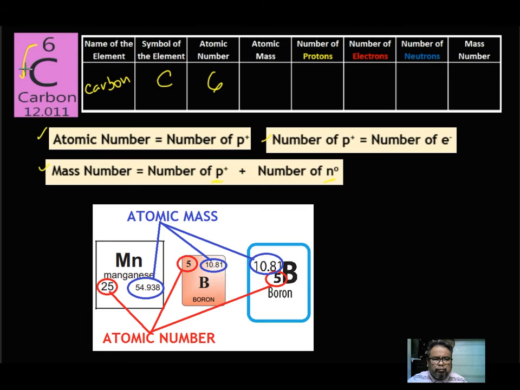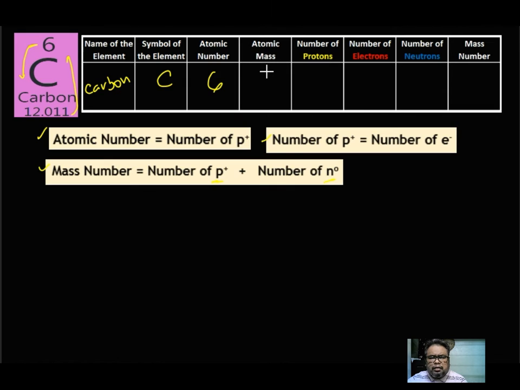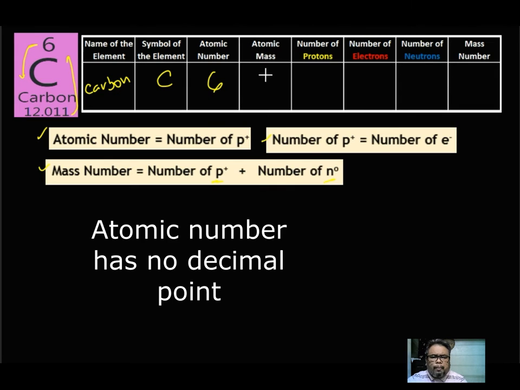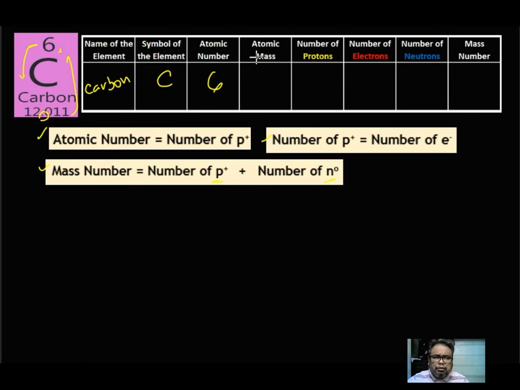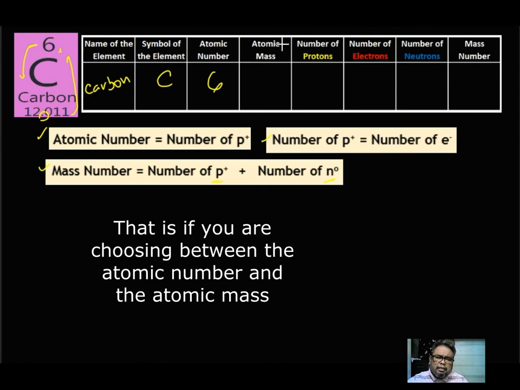Sometimes the atomic number is listed at the bottom, right? And sometimes the atomic mass is listed on top. So, how will you determine which is the atomic mass, or which is the atomic number? Now, the atomic number has no decimal point. The one with a decimal point, that is the atomic mass. Okay, because the atomic mass is the weighted average of isotopes. So if there is a decimal, automatically, that is your atomic mass.